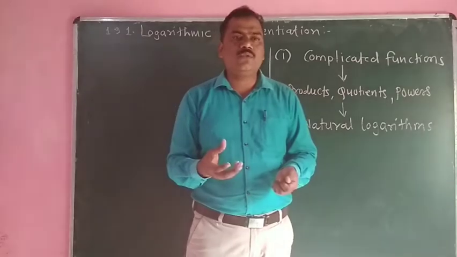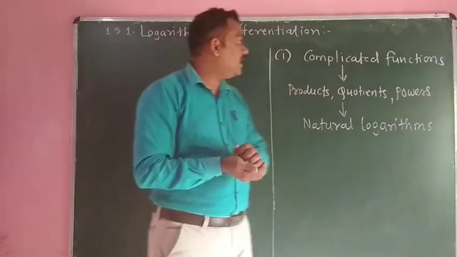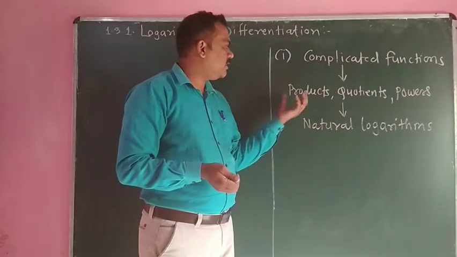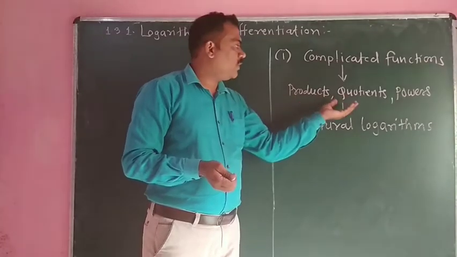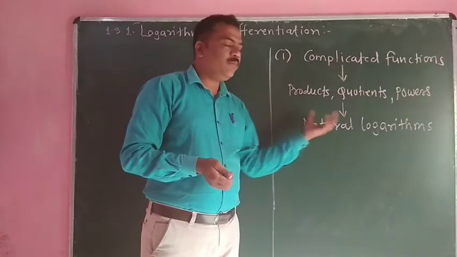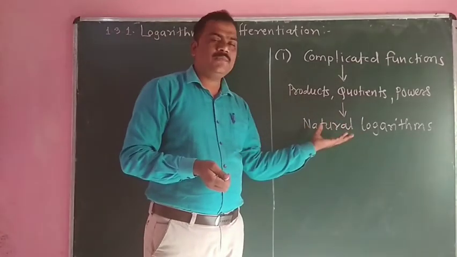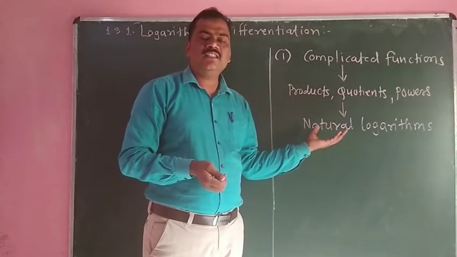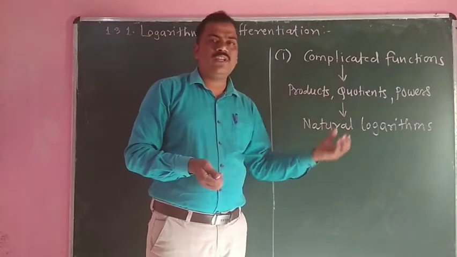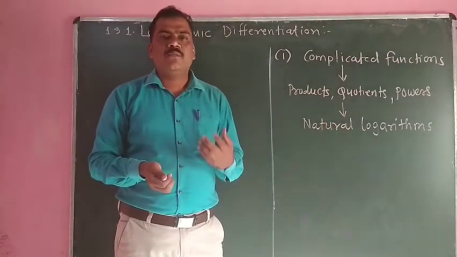Means when we apply the log on both sides, if the complicated function is given in the form of products, quotients, powers, that time we have to take the log on both sides. The base of that log is e, that is the natural base, so we take the natural logarithms on both sides.